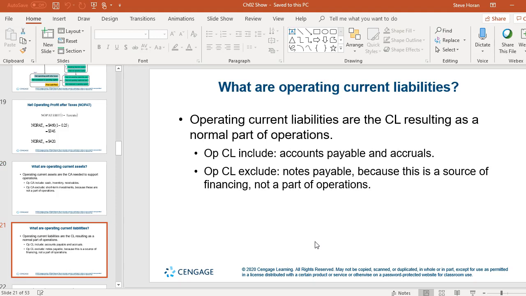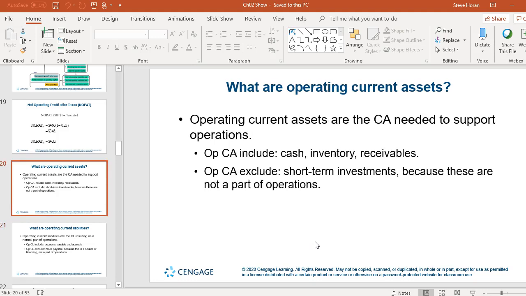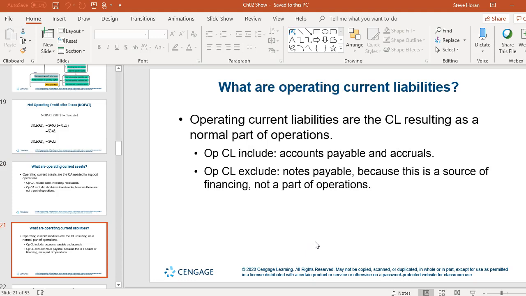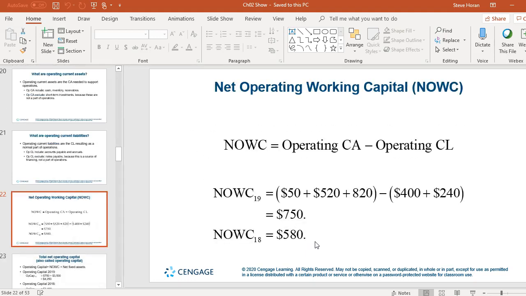Same thing with operating current liabilities, which is typically your accounts payable and accruals. It does exclude notes payable though, because notes payable is a source of financing and not operations. So you might have a few questions that'll deal with these. What are operating assets and what are operating liabilities? So net operating working capital is your operating current assets, which again are inventory and receivables and cash, minus operating current liabilities, which are notes payable and accruals.